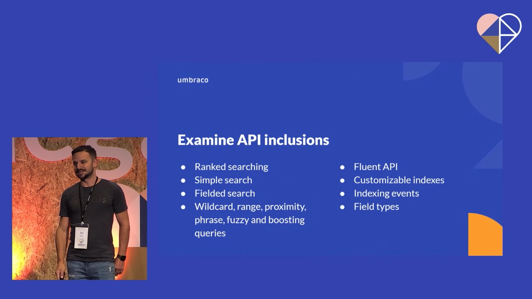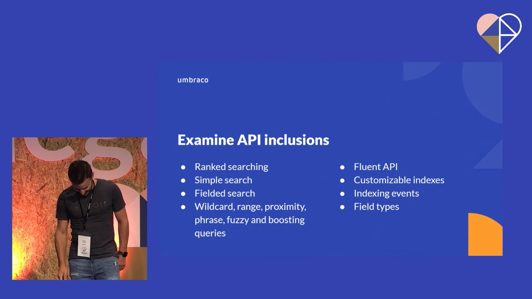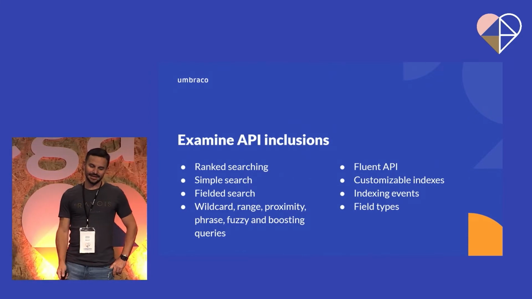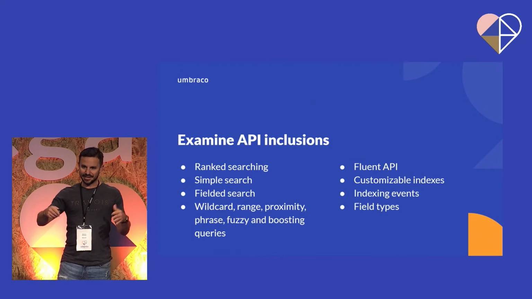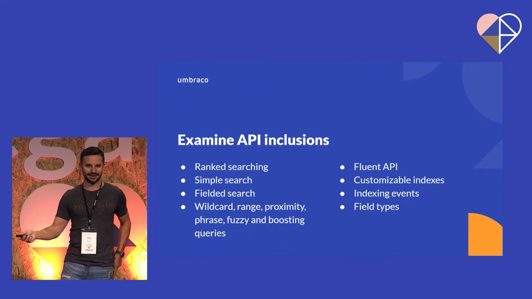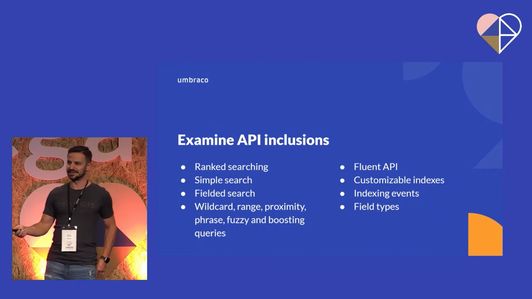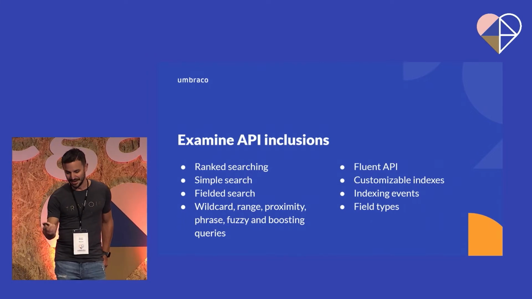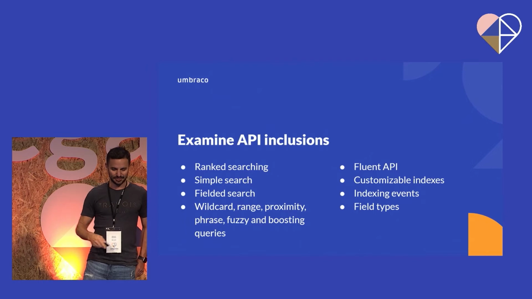But what does this searching and indexing abstraction include? So it's hard to make an abstraction over searching and indexing because any implementation might have a lot of different features. So this is a generic features over searching and indexing abstraction. So we've got ranked searching, you can sort by score, simple search, which means you just search by text field, fielded search, you can search on fields.